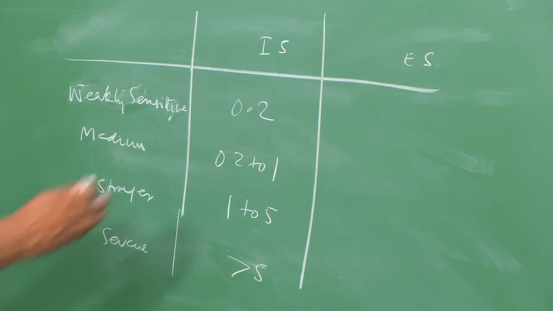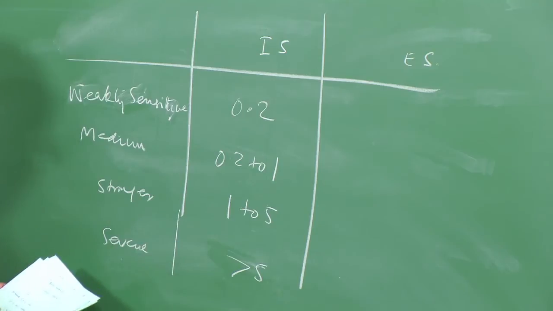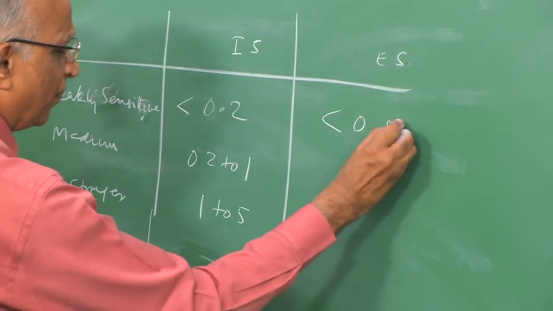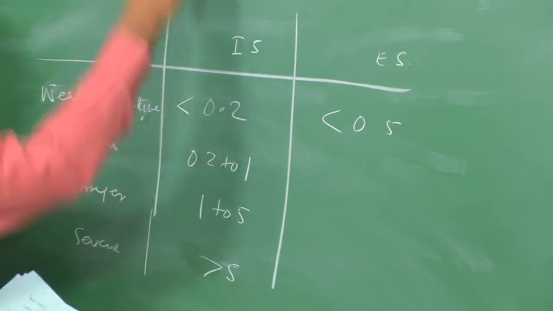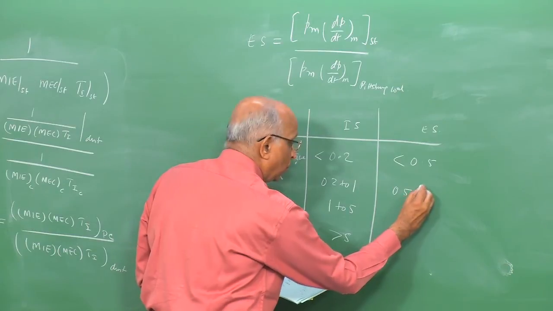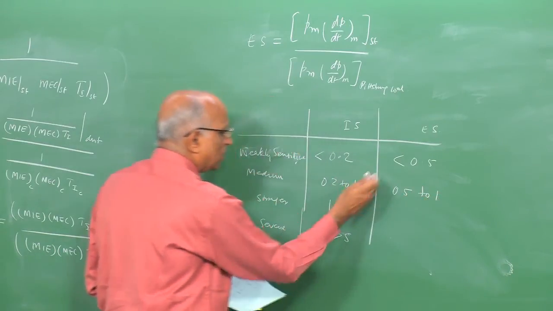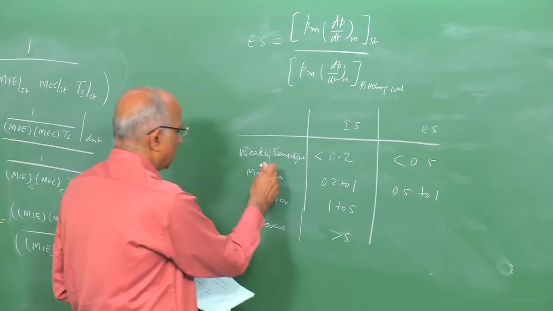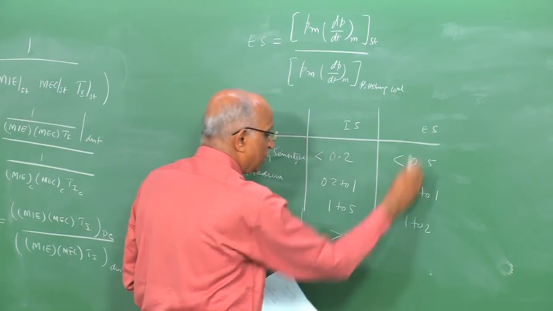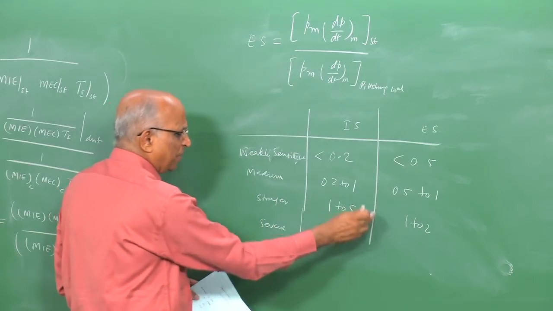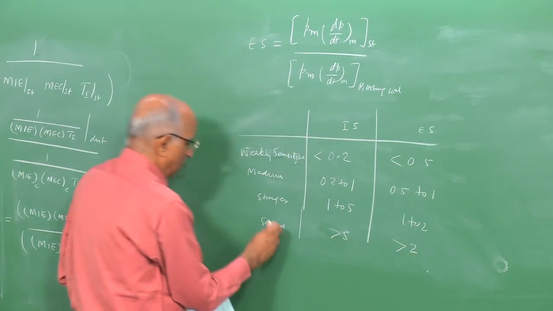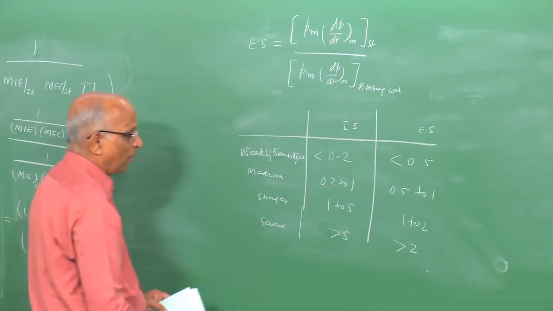When we talk of explosion severity, the values are somewhat different. If it is less than, let us say, 0.5, it is not as severe as Pittsburgh coal. If it is between 0.5 to 1, it tends towards the Pittsburgh coal, it is medium. When the explosion severity is 1 to 2, it is stronger than Pittsburgh coal, so we must be careful. If it is greater than 2, it is much more severe than Pittsburgh coal.